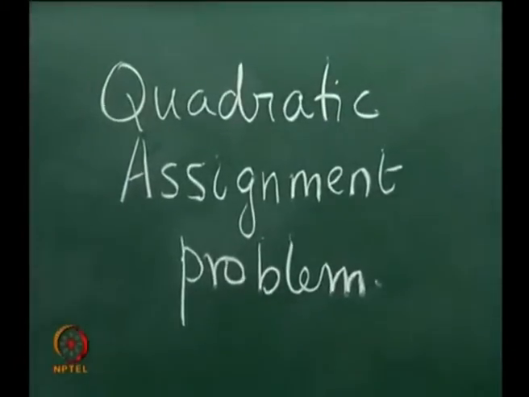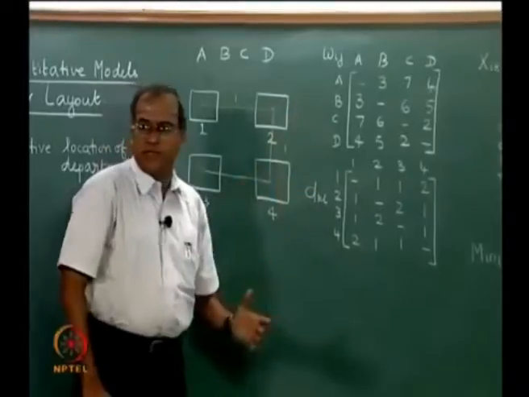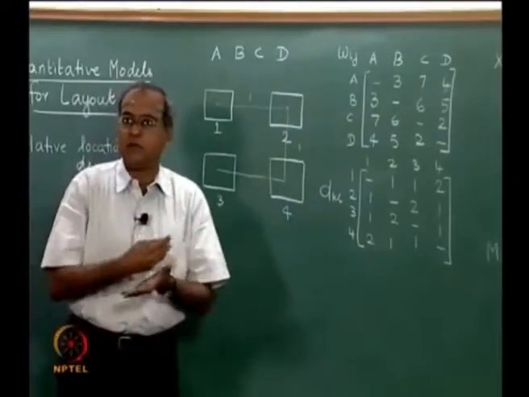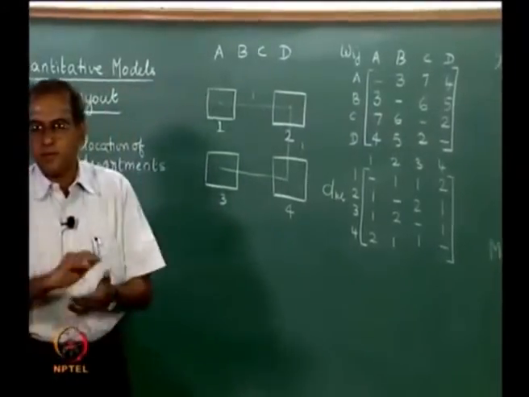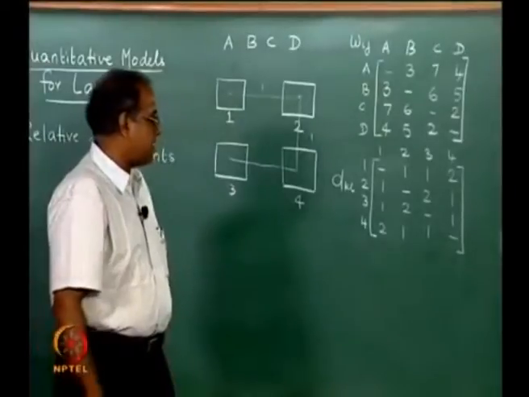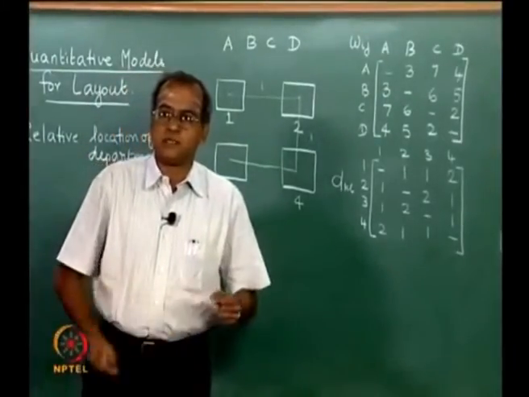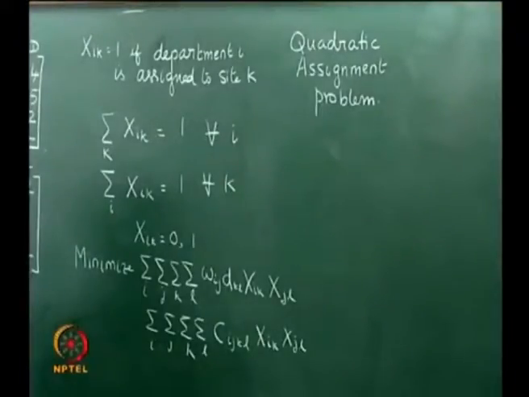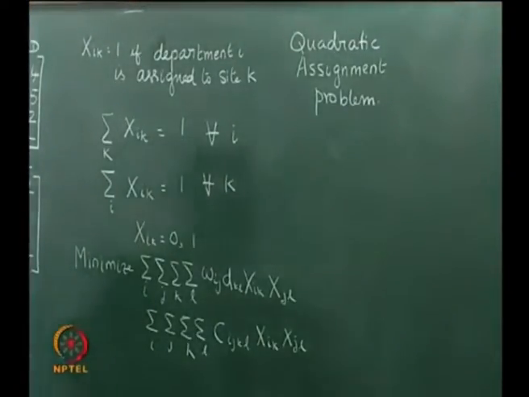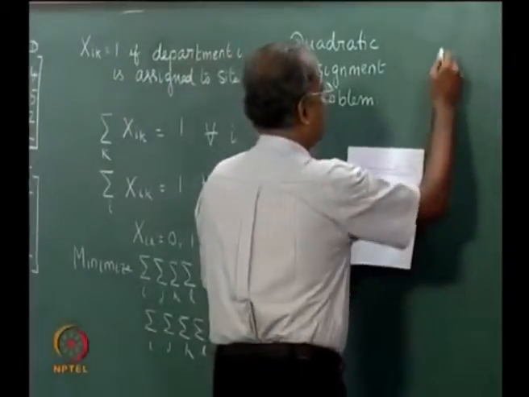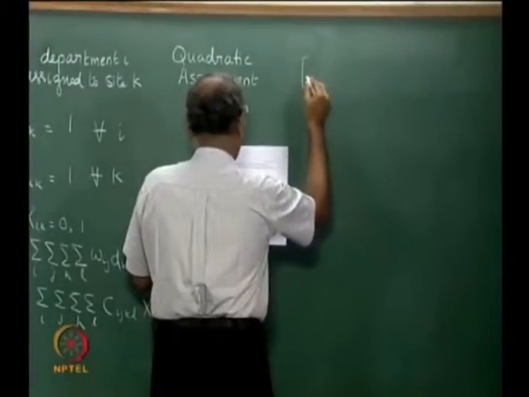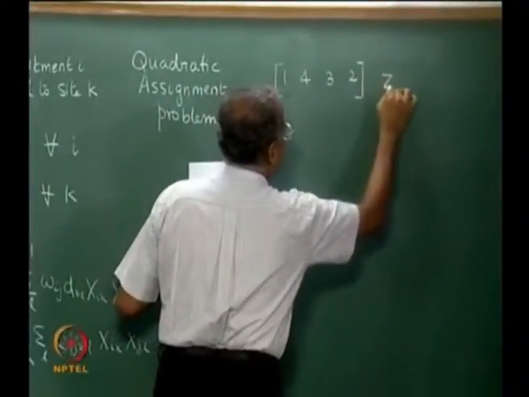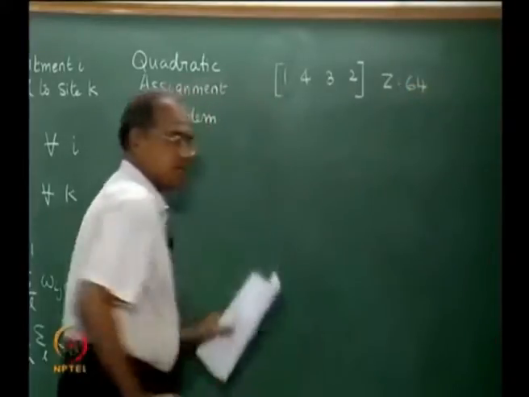4 departments and the 4 sites given the Wij's and given the dkl's. Wij represents the amount of material movement from department i to j, dkl represents the distance between sites k and l. We solve this problem optimally to get the solution 1, 4, 3, 2 with z equal to 64.